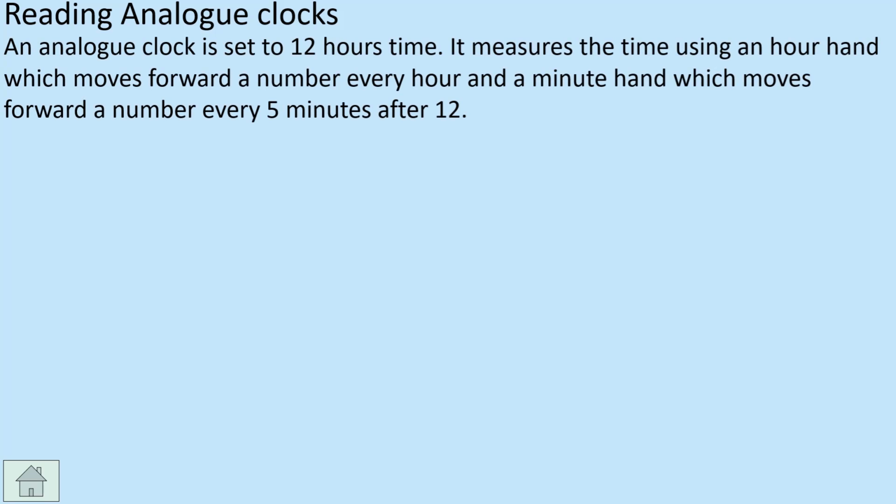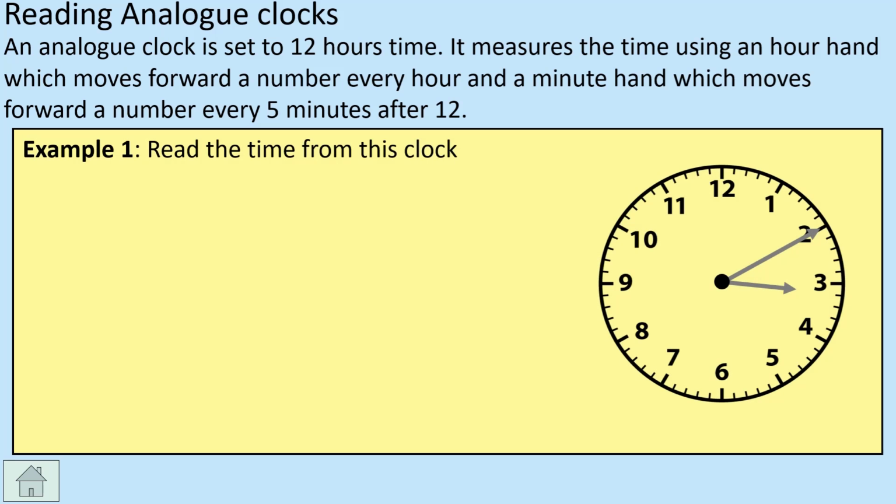All right, so let's look at some examples and read some analog clocks. Probably the best way of doing this. Like I said before, an analog clock is set to 12 hours, so you can't tell whether it's morning or afternoon. We'll come on to that a little bit later, but we can just read the time. So looking at this particular clock, we want to read the time. We can see the two hands over here. The longer hand, which is the minute hand, is on the 2, and the hour hand is just past 3.